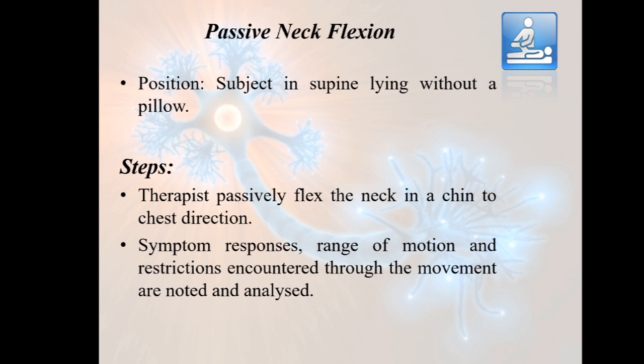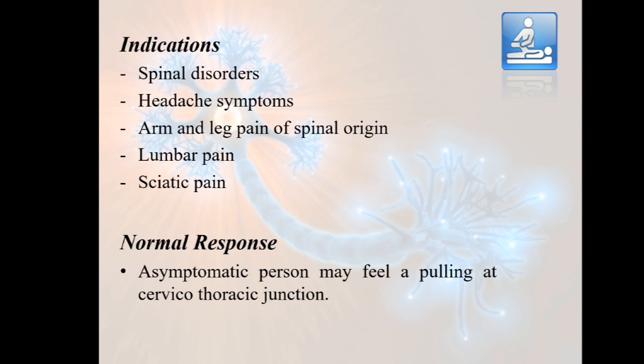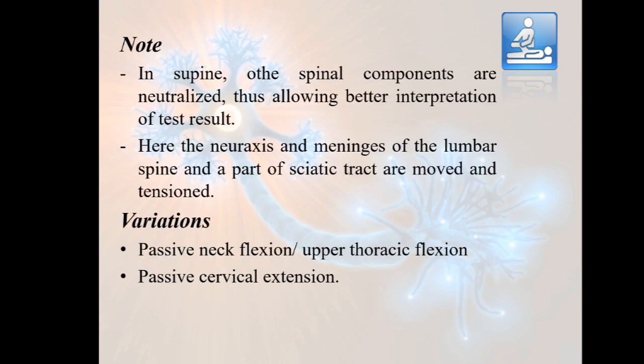Passive neck flexion: the patient is in supine position and the therapist passively flexes the neck and chin. Symptom response and range of motion restriction throughout the movement are noted and analyzed. It is usually indicated in spinal disorder, headache, arm or leg pain of spinal origin, lumbar pain, sciatic pain. Usually the normal response is that the patient is asymptomatic, or may feel a pulling at the cervicothoracic junction. In supine, other spinal components are neutralized, thus allowing better interpretation of the result. Also, you can do some variations like passive neck flexion, upper thoracic flexion, passive cervical extension.